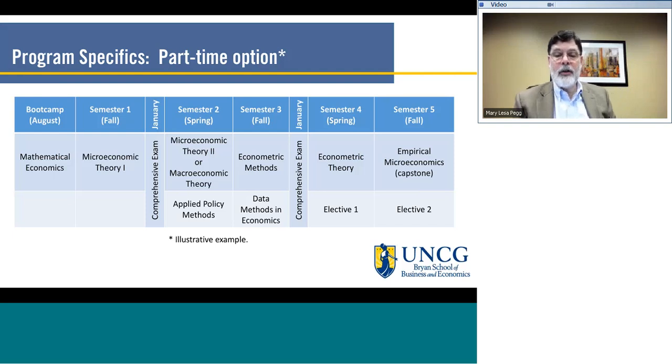Then the second fall semester, you would take econometric methods and data methods in economics, that SAS course, and sit for the econometric exam in January. In the second spring semester, semester 4, you would take econometric theory and one elective. And then in the fall, 5th semester, you would take the capstone empirical microeconomics course and another elective. So that gives you some sense of what's going on. Basically, it's 2 courses a semester. But again, as I said, this is subject to working with the part-time student who's interested in the program. And there are various ways that we can adapt it to suit their needs.